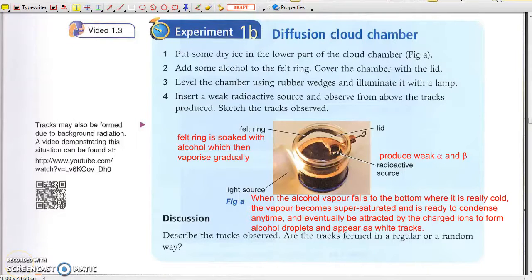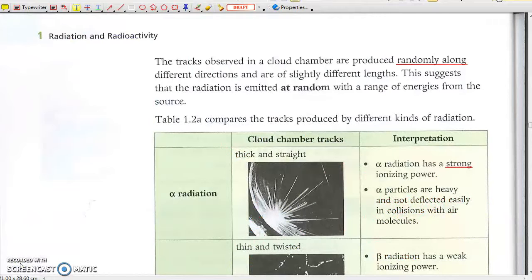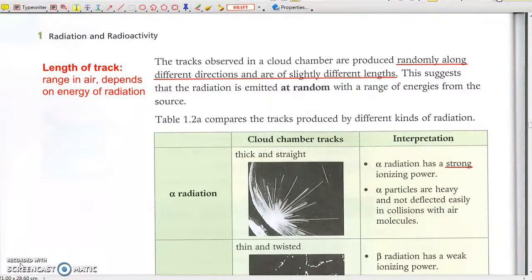From the video, we can find that the tracks are formed randomly. Random in time when they are formed and also random in their directions. Some tracks are thicker while some are thinner, some are straight while some are curvy. It depends on the type of radiation used. Tracks are also random in their lengths, and the length of track depends on the energy of the radiation.